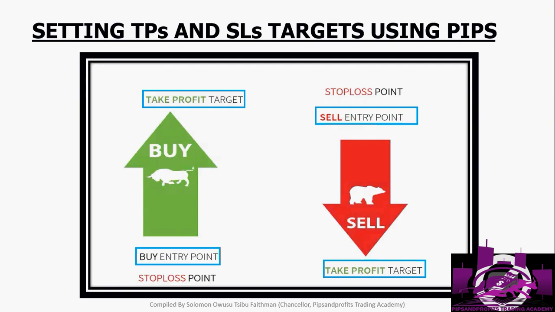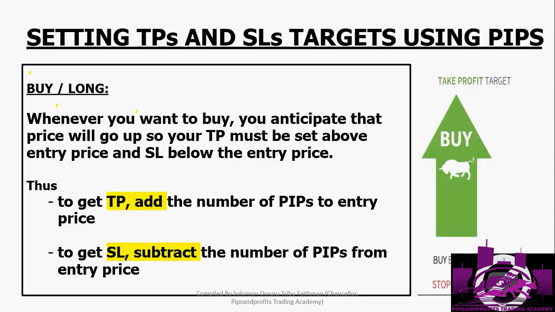And for sells, we are anticipating that price is going to go down. So if price is going to go down, our take profit is going to be below, so we are going to subtract to get our take profit. And then our stop loss is going to be above, so we are going to add to get our stop loss. So we did that over here.